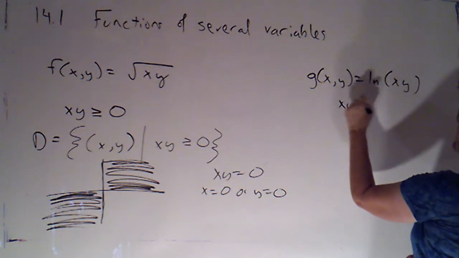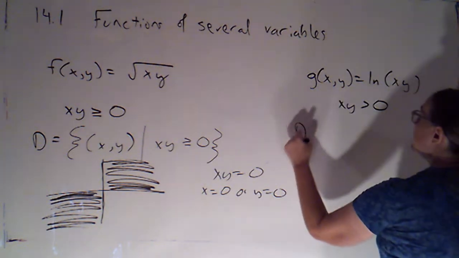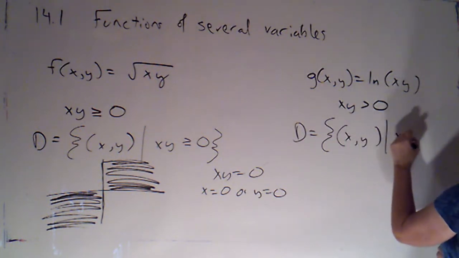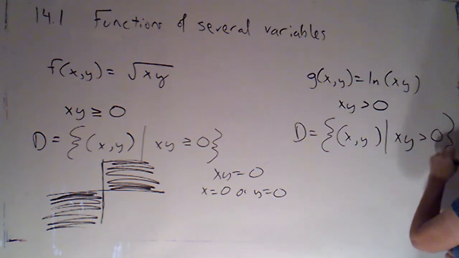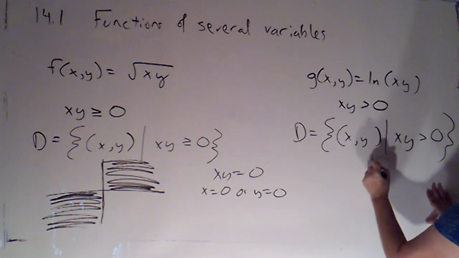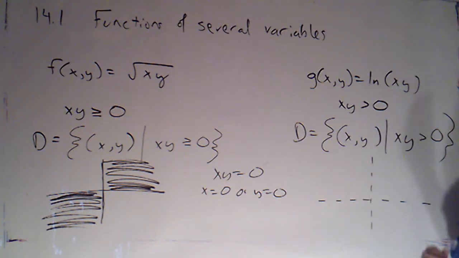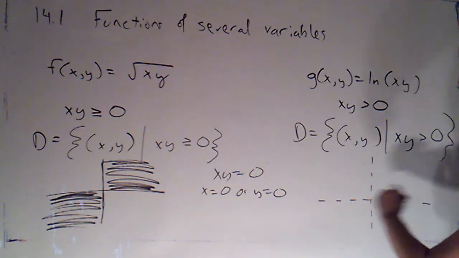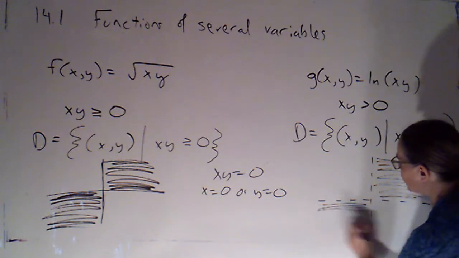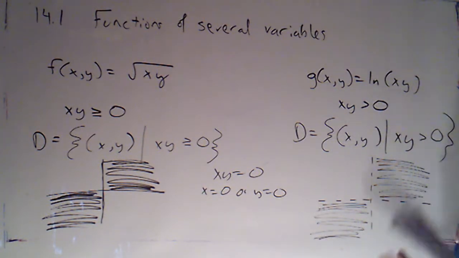There, I would need xy to be strictly bigger than 0 in order to evaluate the log. So my domain would be the set of all points xy such that xy is strictly bigger than 0. Now, if I were graphing that, the convention in 2-space is if the boundary is not included, draw it as a dotted line. So I would draw my axes as dotted lines and then shade quadrants 1 and 3. So very similar, but not quite the same.